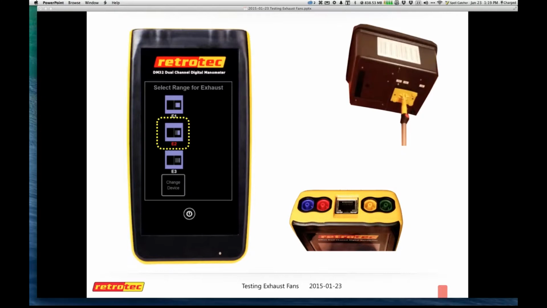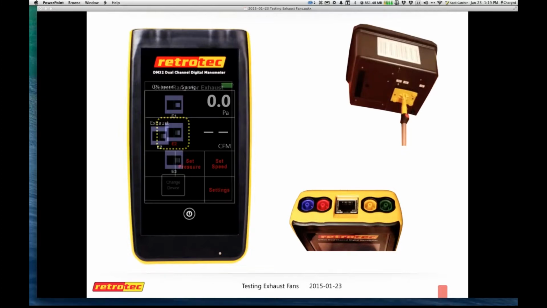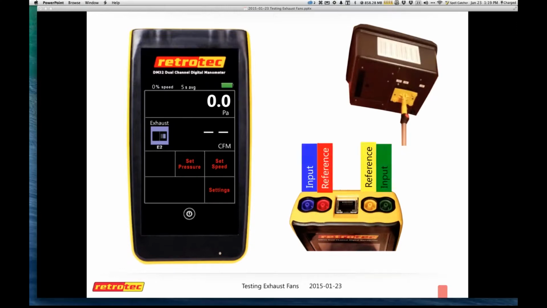Most of the devices that Energy Conservatory has, their blower door, their duct blaster, and their exhaust fan flow meter, actually connect to the input on channel B. So if you follow the instructions provided with the devices, it says, connect to the input. And if you did that for the Retrotec gauges, you do not get a reading. The Retrotec gauges actually take their reading for the device off of the reference input.